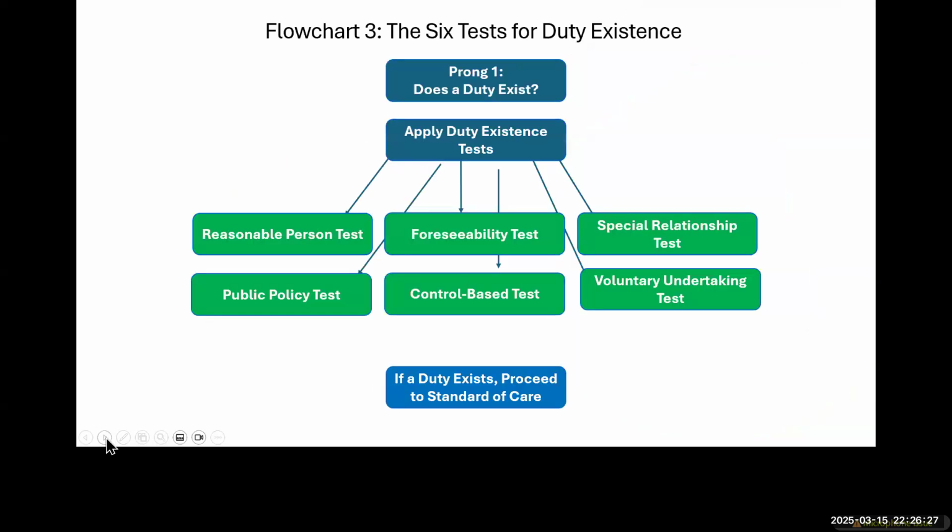So there are 6 tests that you can choose from under the traditional approach to determine whether or not a duty exists. There are 6 tests under the traditional approach. Remember, I just said that foreseeability is the second one out of 6. Now, you can use any of these 6.